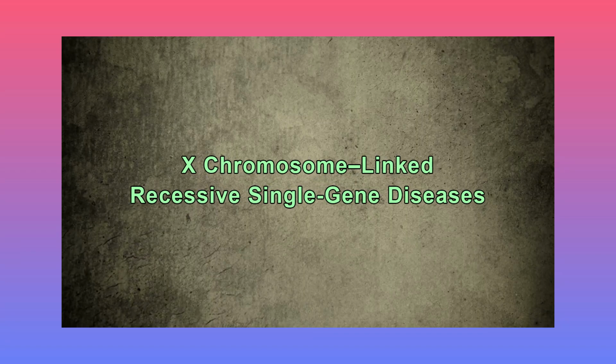Dear students, let's now discuss X chromosome linked recessive single gene diseases. Single gene diseases that involve genes found on the sex chromosomes have somewhat different inheritance patterns than those that involve genes found on a person's autosomes. The reason for these differences lies in the genetic distinction between males and females, because males have one X chromosome while females have two.